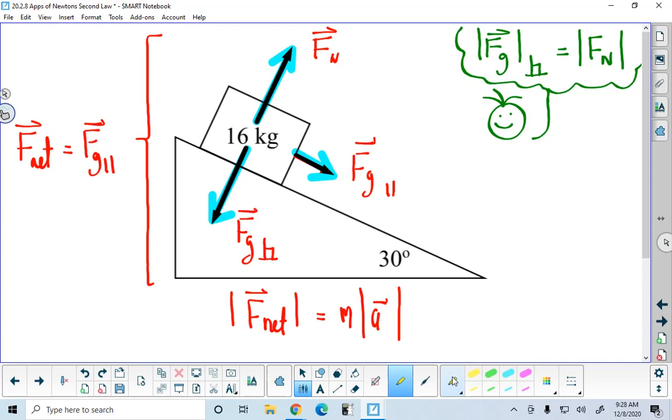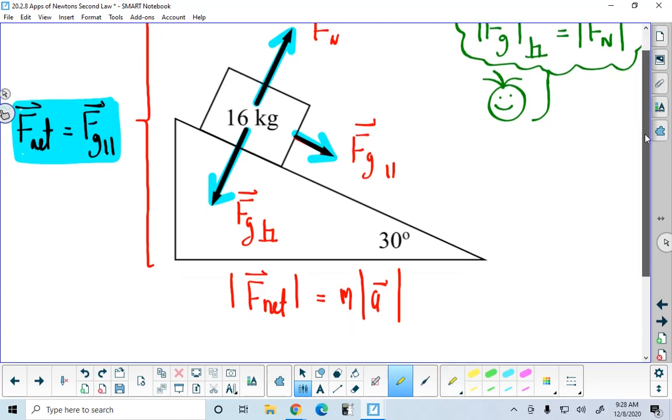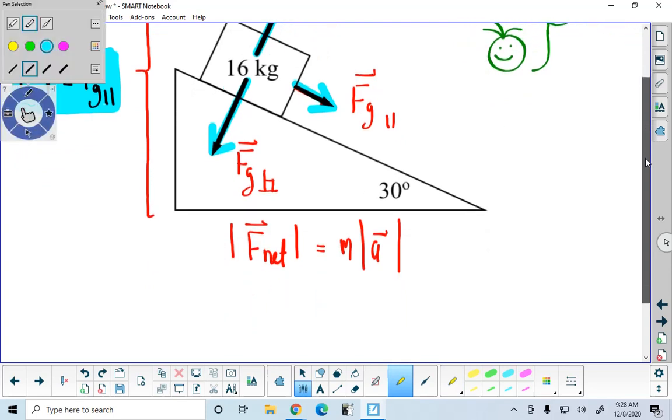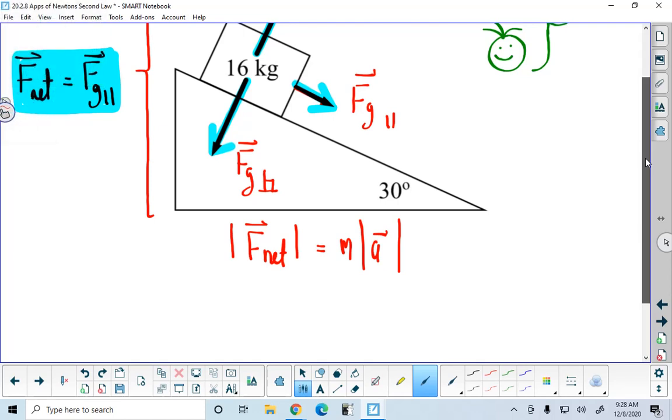So the first step is drawing this diagram. The second step is coming up with an idea in your head of what the net force is in terms of the diagram. And the final step is to use F net equals ma mixed in with this thing I've highlighted in blue. F net is the force of gravity component that is parallel, and this is equal to m times the acceleration.